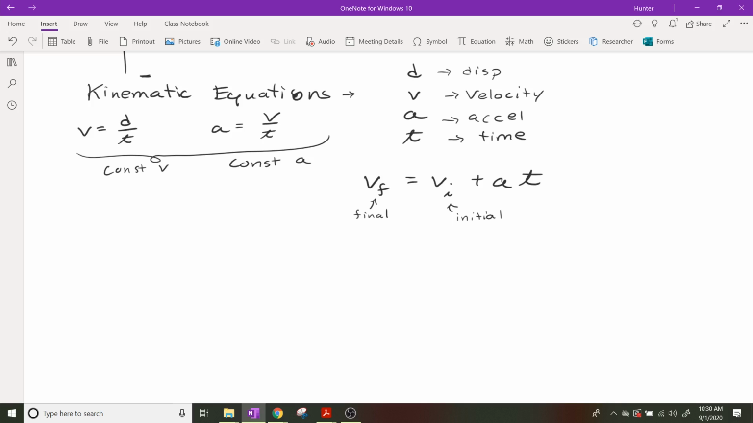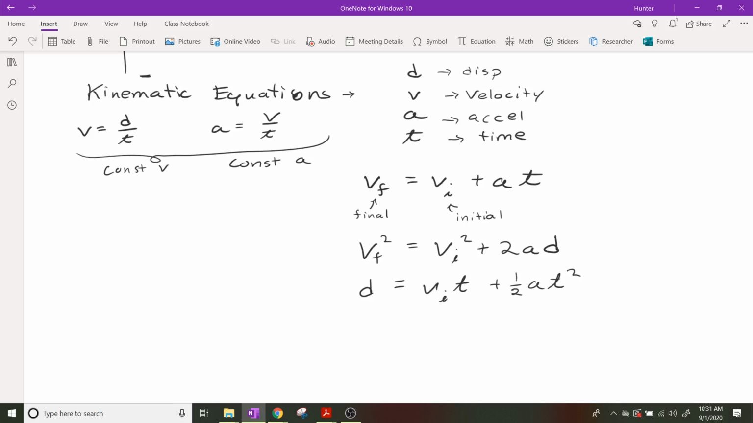Okay, that's one of them. The other one is Vf squared equals Vi squared plus 2 times acceleration times displacement. Vf squared equals Vi squared plus 2Ad. And the last one is displacement equals ViT plus 1/2 acceleration times time squared. Okay?